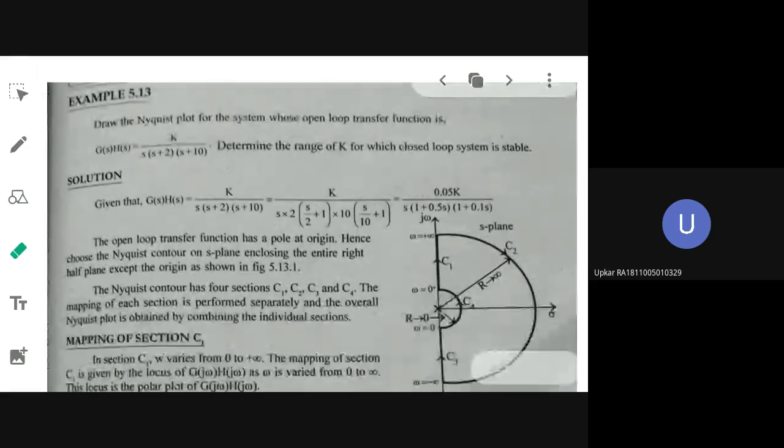K divided by s into s plus 2 into s plus 10. So this is your minimum phase transfer function. Why is this a minimum phase transfer function? Because only poles are there. What are the various poles and how many are there?